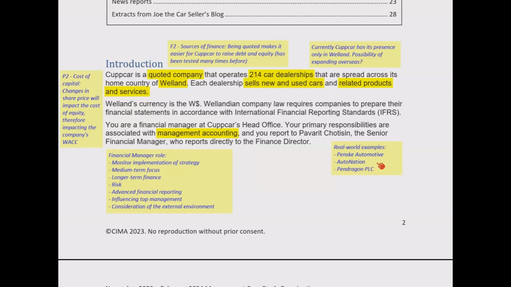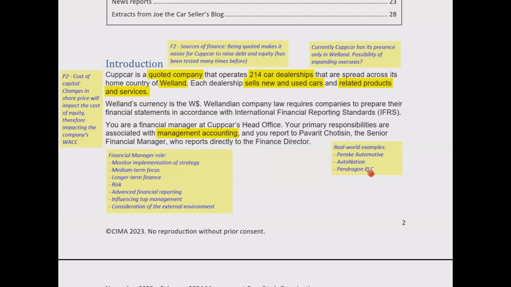AutoNation is another example of a car dealer. This is based only in the US. It's got 300 outlets. So it's a sort of similar-ish size to Cuppcar, I would say. They also do car rentals. So again, more ideas about what perhaps Cuppcar could do or may do in an exam situation, just from reading through some of these different real life examples of car dealers.